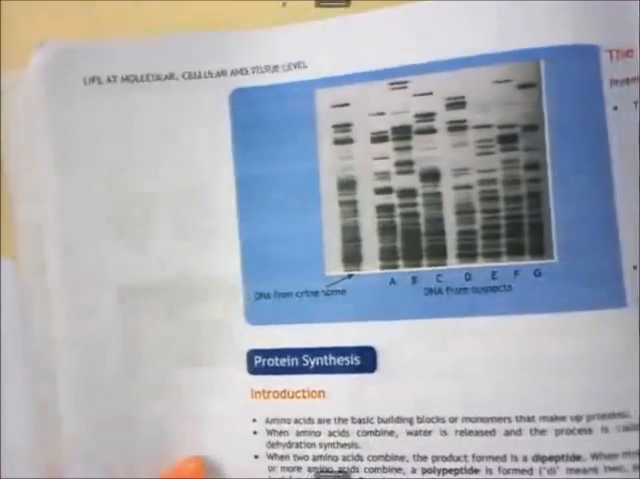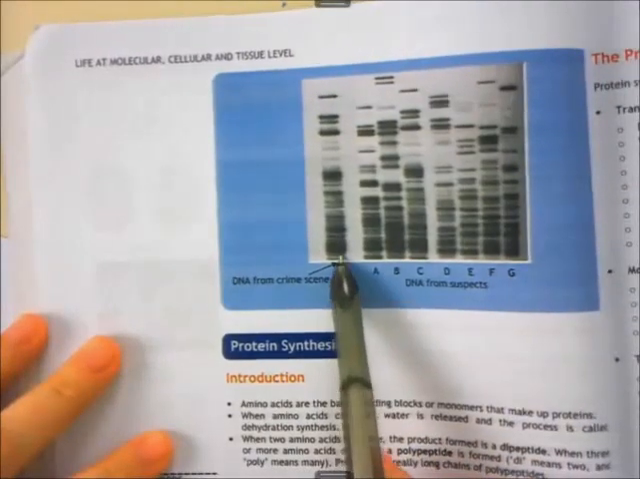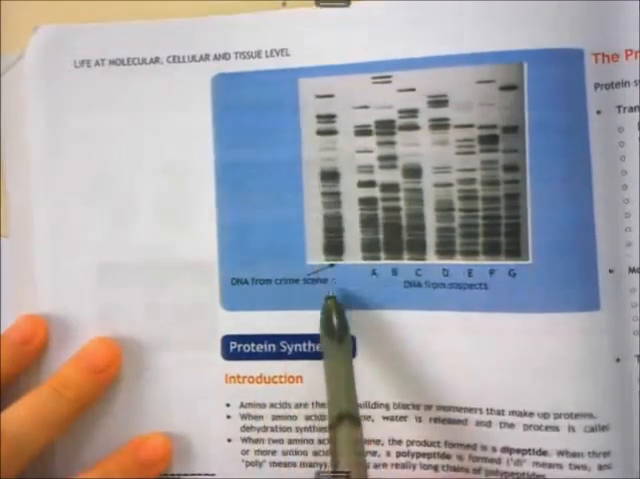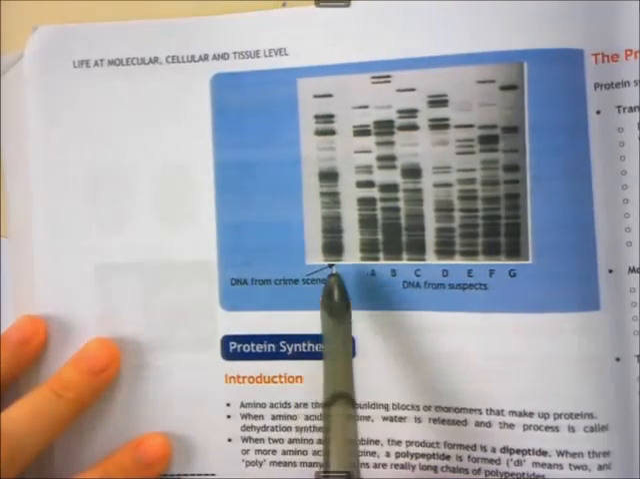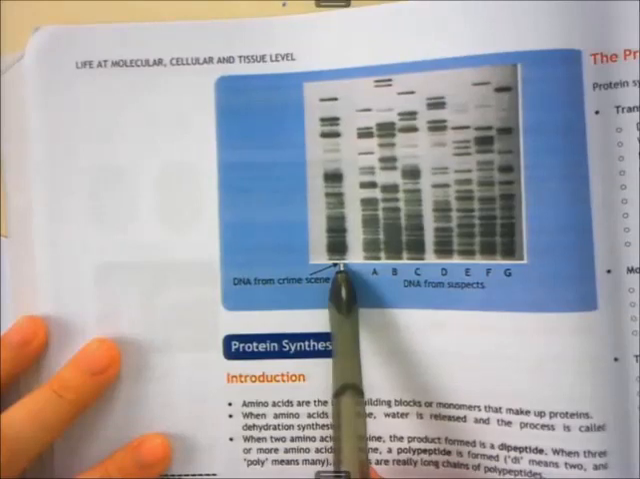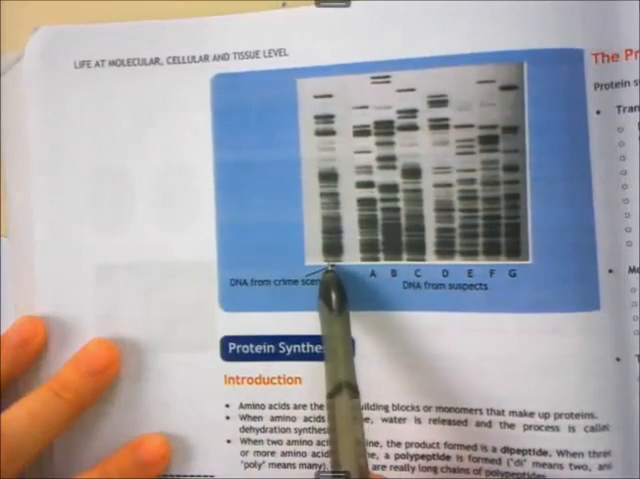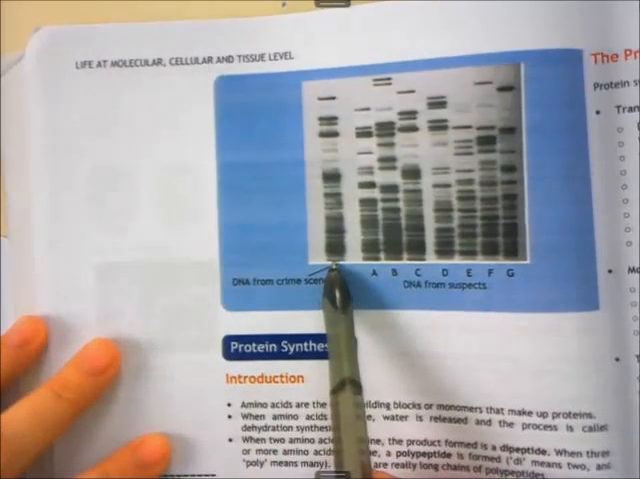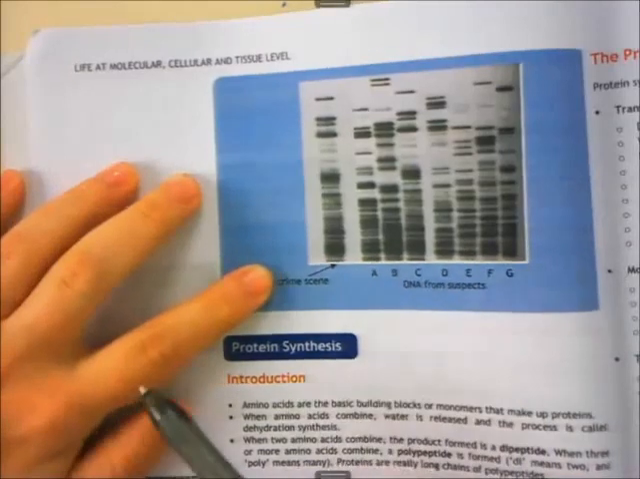Right, so here is our page. This set of patterns, this set of bars, is DNA from the crime scene. Remember, this would have come from the fingernails of the person who was attacked, and it would have been a DNA sample from the attacker. So now what we have to do is look at all of these 7 samples.